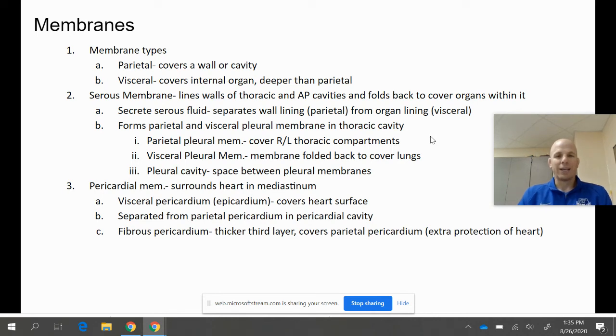So let me review the heart again. The visceral pericardium, another name for it is the epicardium, directly surrounds the heart. The parietal pericardium lines the cavity that the heart is in, and then the fibrous pericardium lines the outside of that cavity that gives us extra protection.